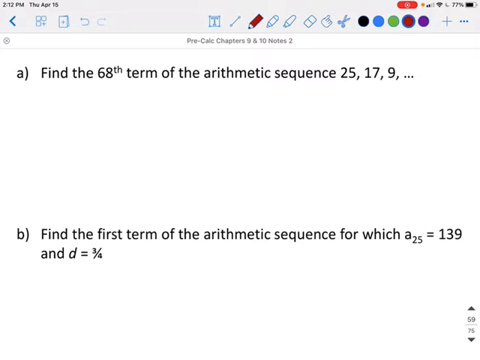We need to find the 68th term of the arithmetic sequence. To do this, we're not going to want to write a recursive formula, because we'd have to find the 4th, 5th, 6th, all the way up to the 68th. So we are going to want to write an explicit formula.